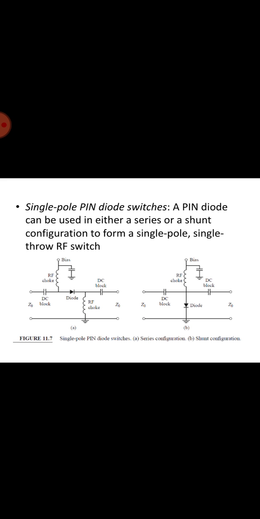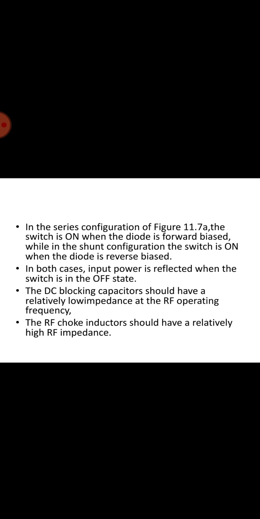This diagram shows the single pole PIN diode switch. A PIN diode can be used in either series or shunt configuration to form a single pole, single throw RF switch. That can be seen in this diagram. In the series configuration, the switch is on when the diode is forward biased, while in the shunt configuration, the switch is on when the diode is reverse biased. In both cases, input power is reflected when the switch is in the off state.